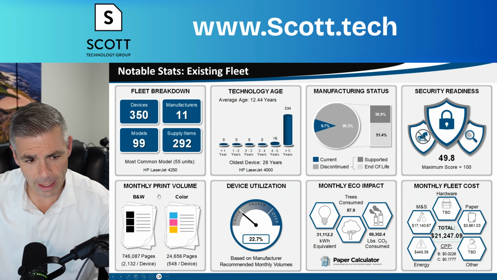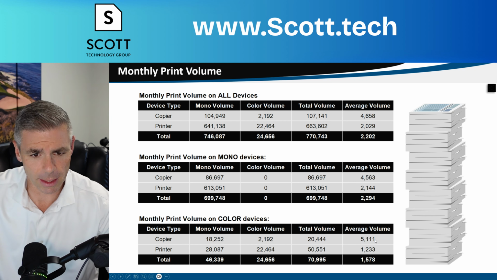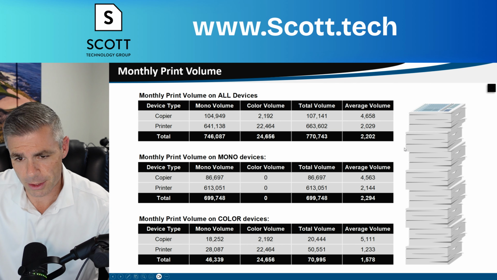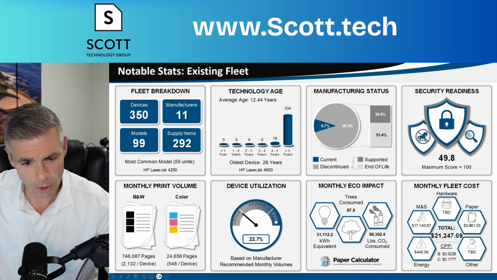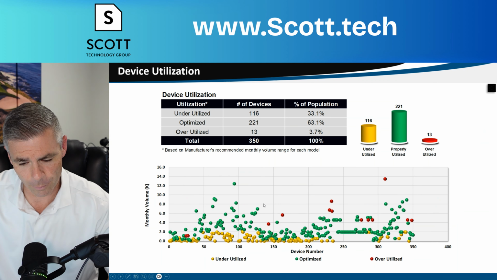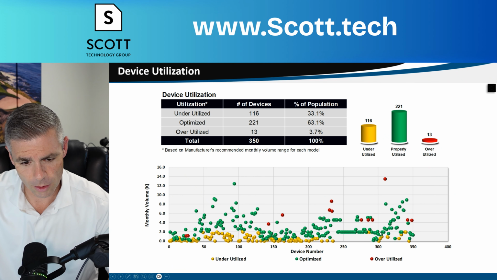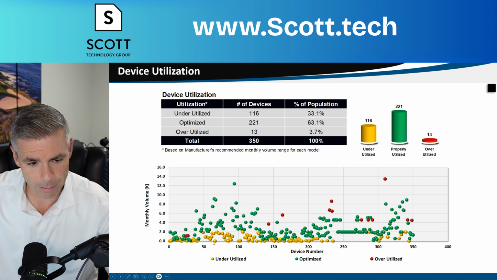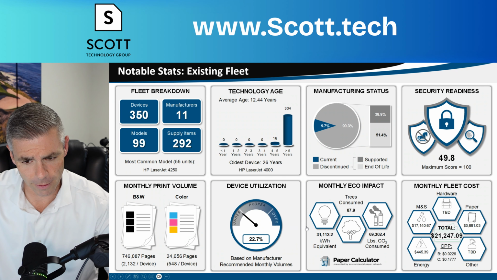We can also look at the monthly print volume and see how much color, how much black and white, what is that mix by copier versus printer. So we can begin to get an idea of how much printing is happening. As we go back to the summary page, we can see device utilization, and we understand that a lot of these devices, the yellow is underutilized. So we can see how many are not truly being printed on as much as they were designed to be. There's an opportunity there for some savings.